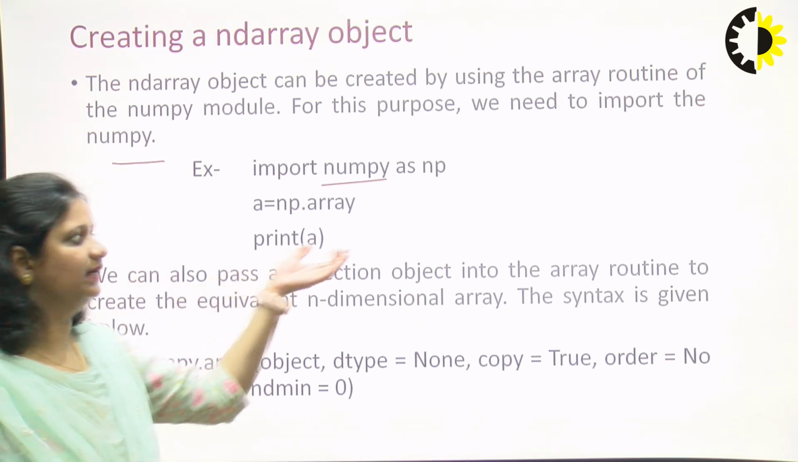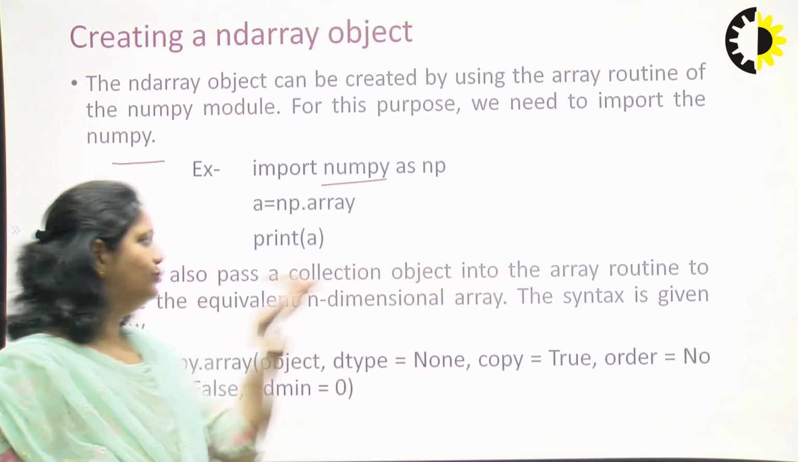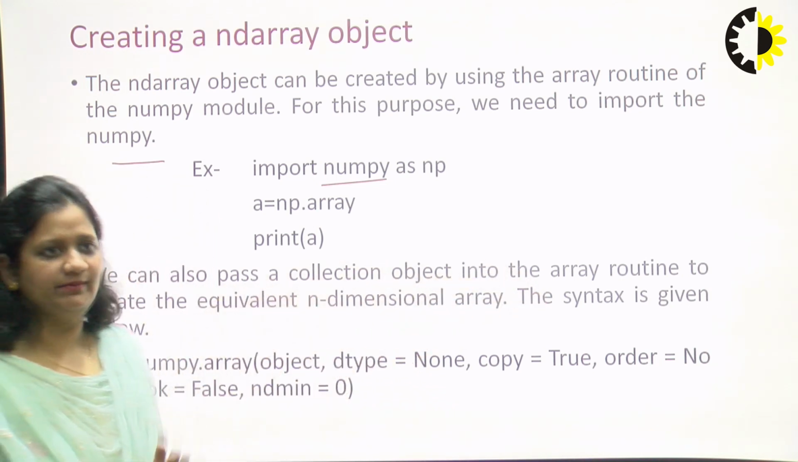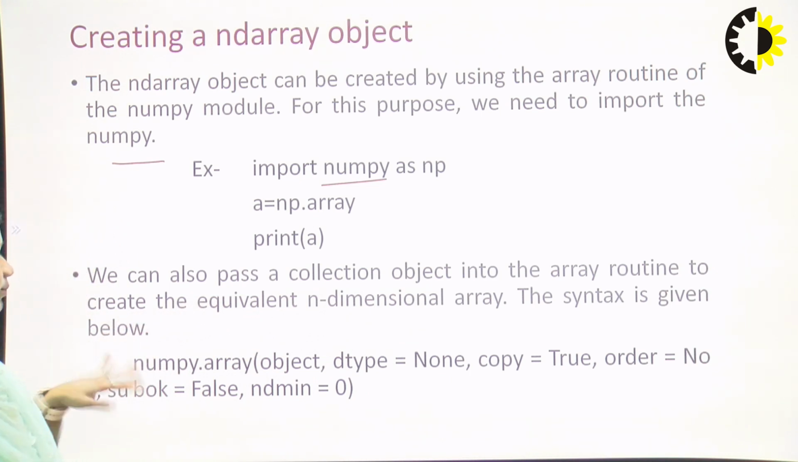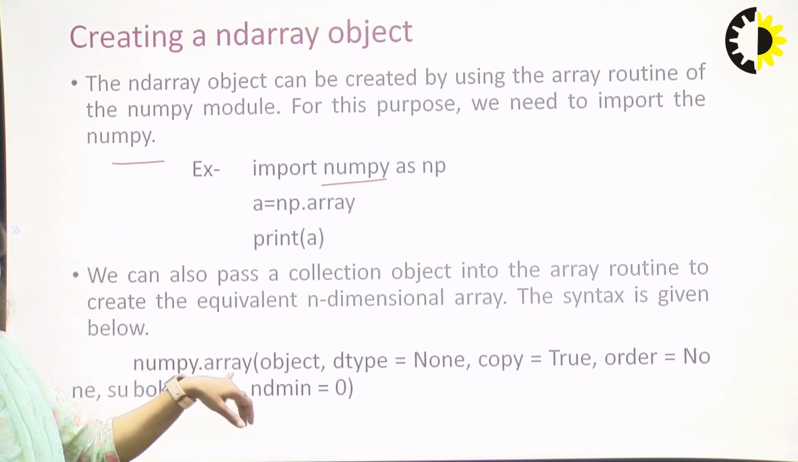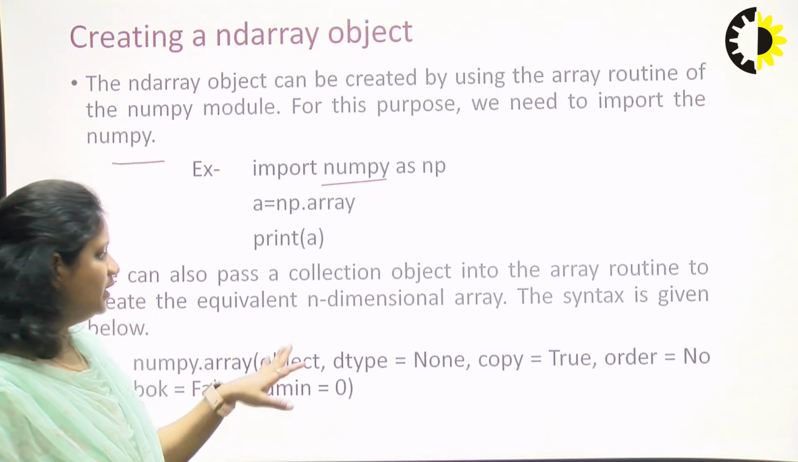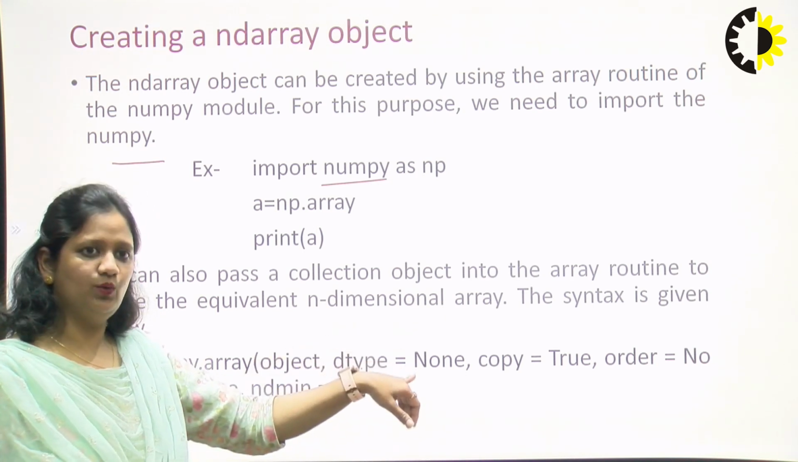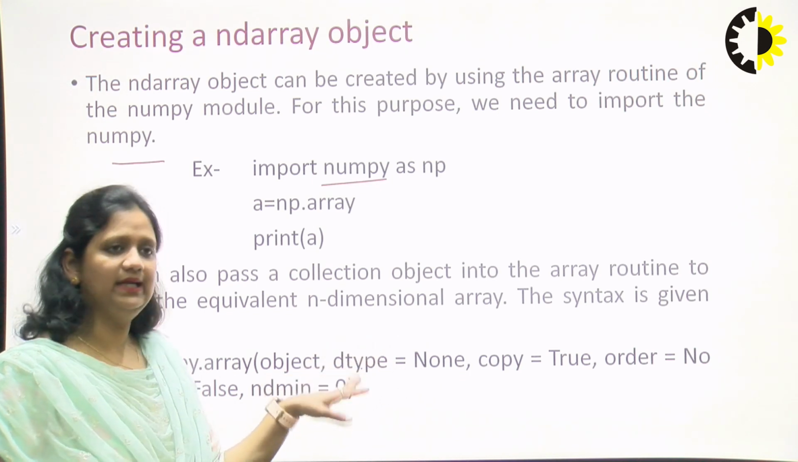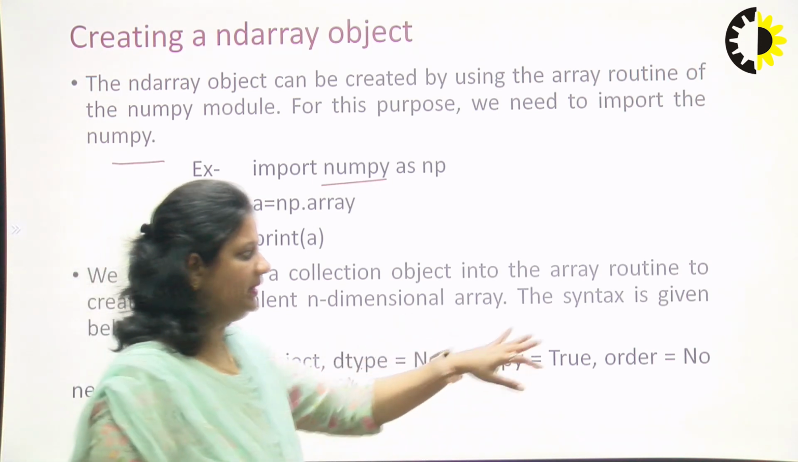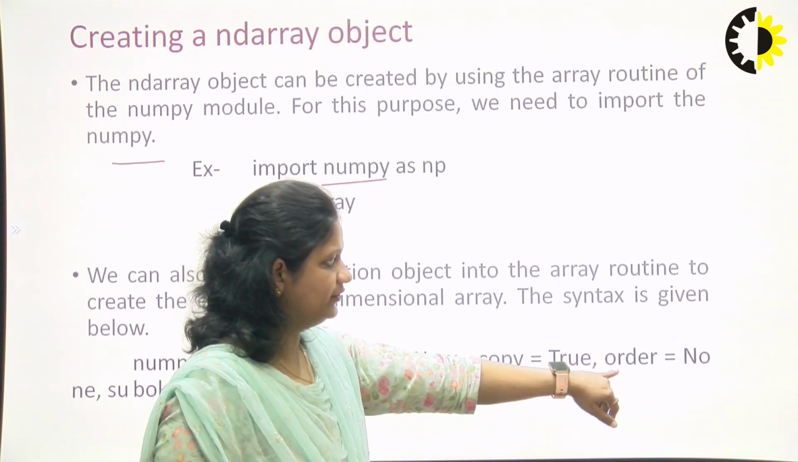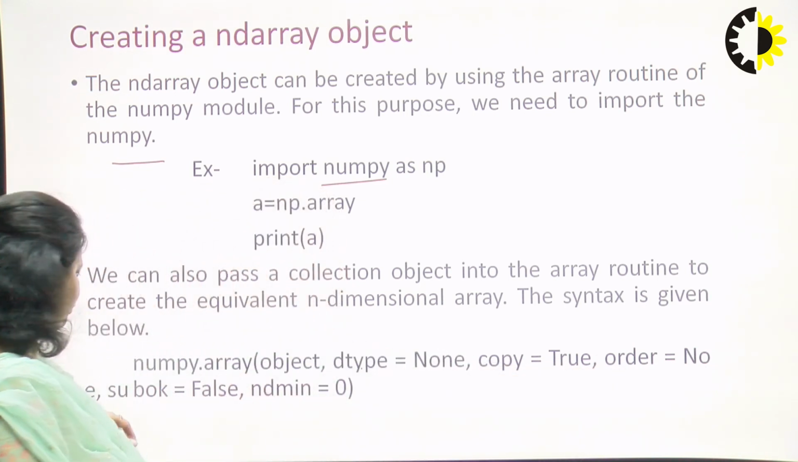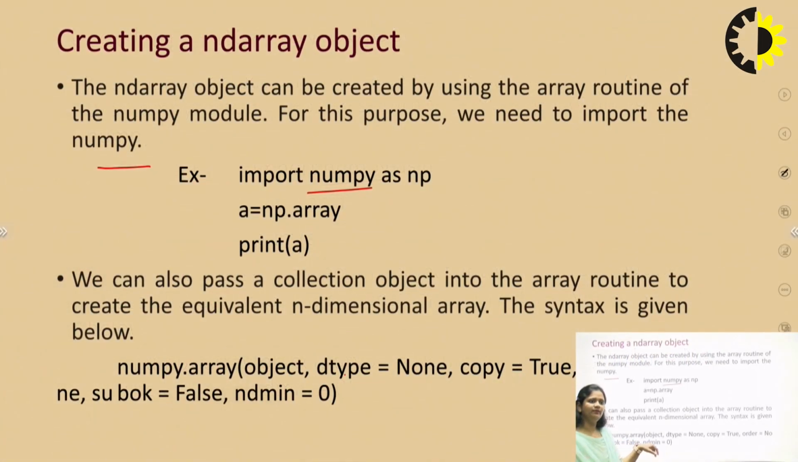We can also pass a collection of objects into the array routine to create an equivalent n-dimensional array. The syntax is given below: numpy.array(object, dtype=None, copy=True, order=None, subok=False, ndmin=0). So this is the syntax for an array object.